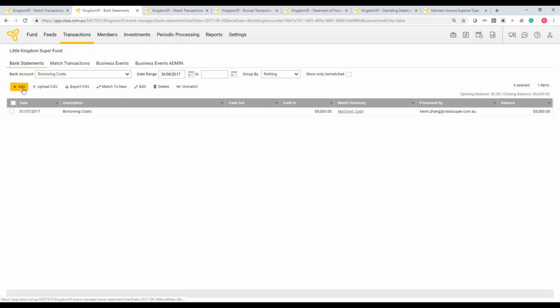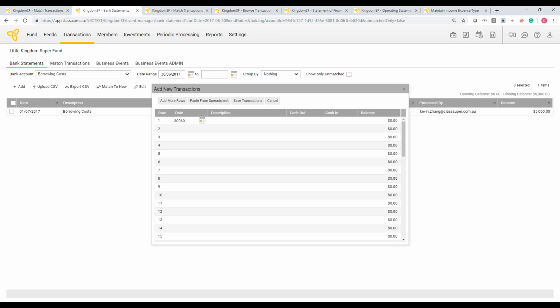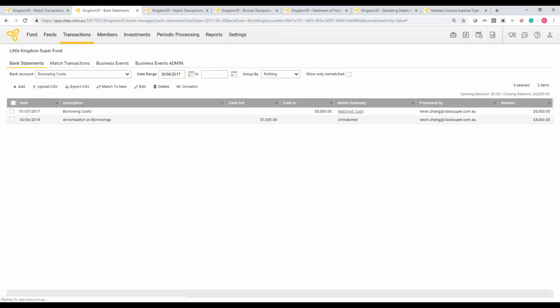So what you do is, on 30 June 2018, it's amortization of borrowing. It'll be cash, exactly 20% or 1/5 of it. So it's $1,000. Save transactions. So that will reduce the balance to 4,000, but you've got matchable events. So you can match transactions.